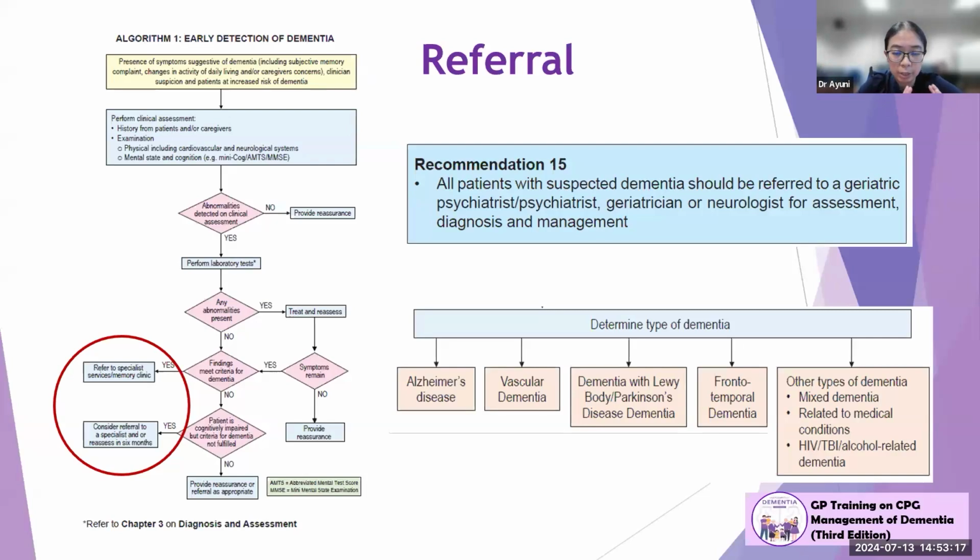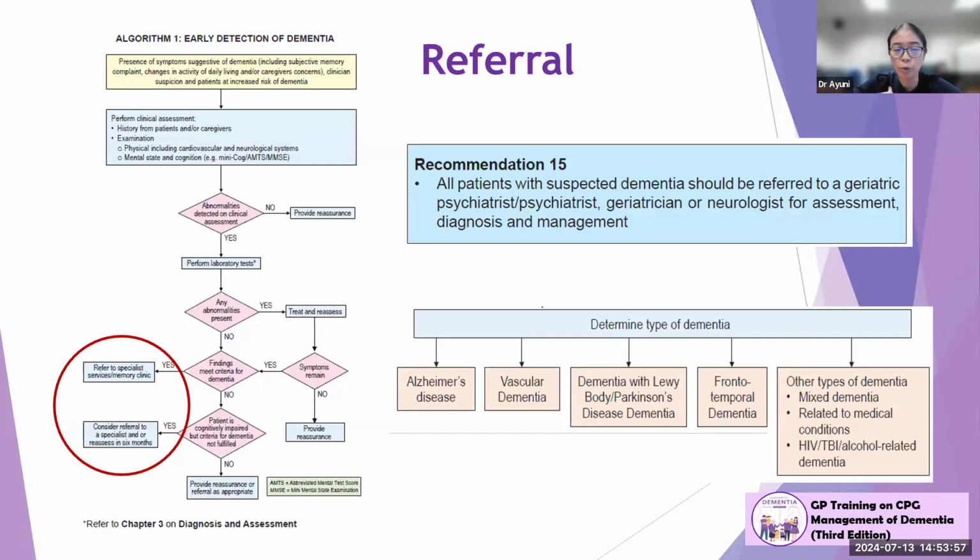Okay, so for my personal recommendations, if from your assessment you find the patient has a lot of mood issues, depression, agitation, hallucinations, and delusions, then better refer to a psychiatrist or geriatric psychiatrist for assessment. If the patient has a lot of medical conditions, diabetes, high blood pressure, old strokes, then maybe a geriatrician or neurologist might help you better. Those with involuntary movements, for example Parkinsonism features, a geriatrician or neurologist will be able to assess better. So these are the general guidelines.